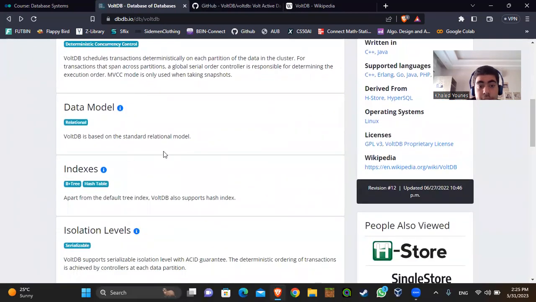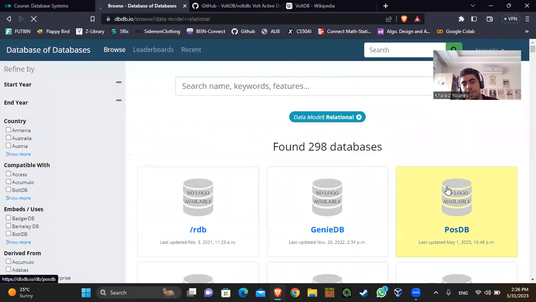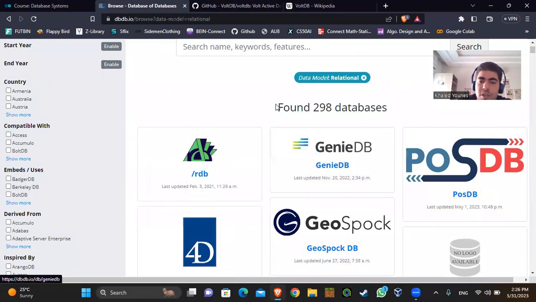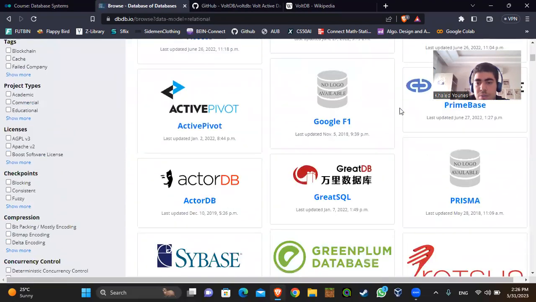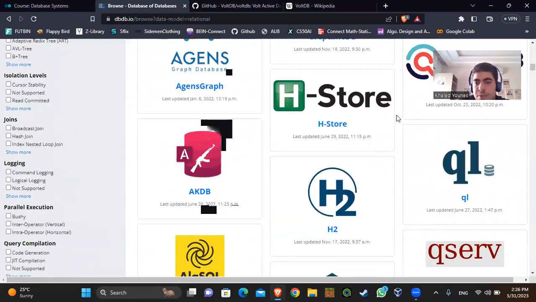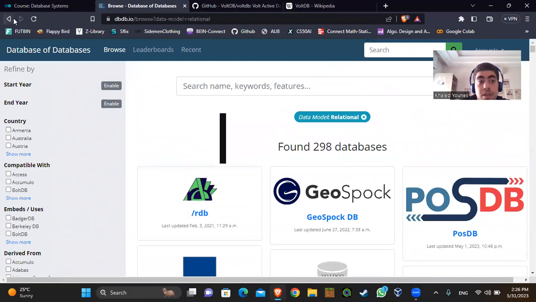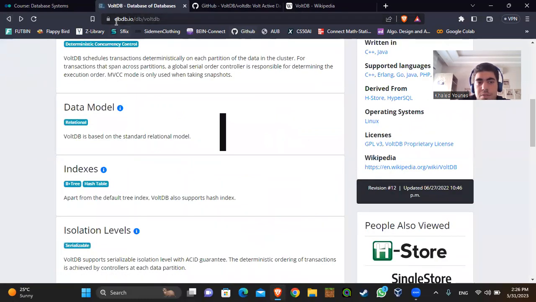Data model. VoltDB is based on the standard relational model, obviously, because it's a relational DBMS. So obviously, there are a lot of databases that are based on the standard model, because the relational is the most used type of database in the world. There are many examples. This website is really useful. If you want to know more about any database, you can find it here. Link.